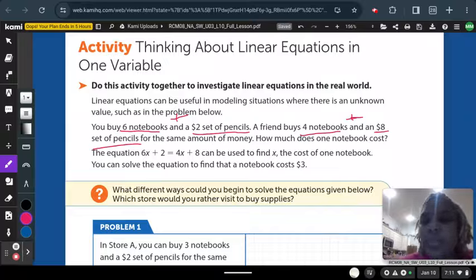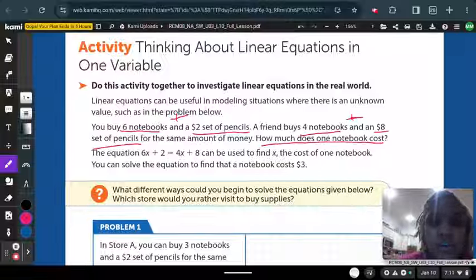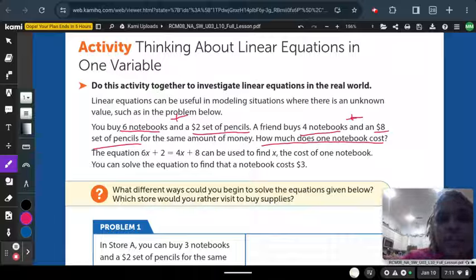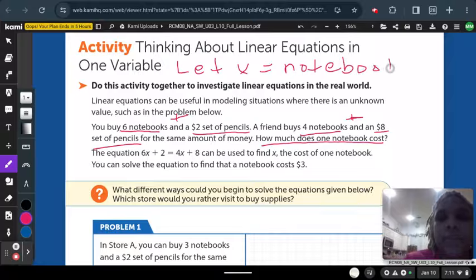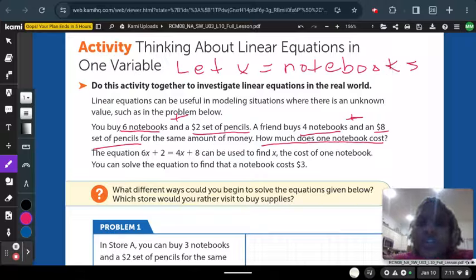It says, how much does one notebook cost? That is the unknown. Anytime you read a question and you don't know what it is, it's the unknown. So that means for each of the notebooks, we can say let notebook be the cost, the variable. So we're going to say let X equal notebooks. So X equals the number of notebooks, okay?